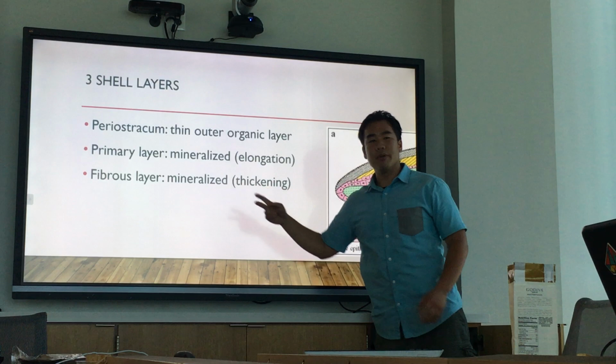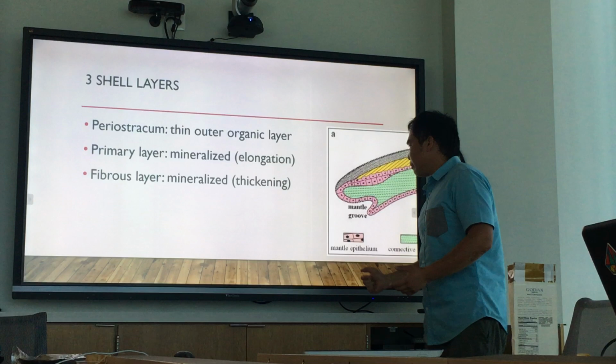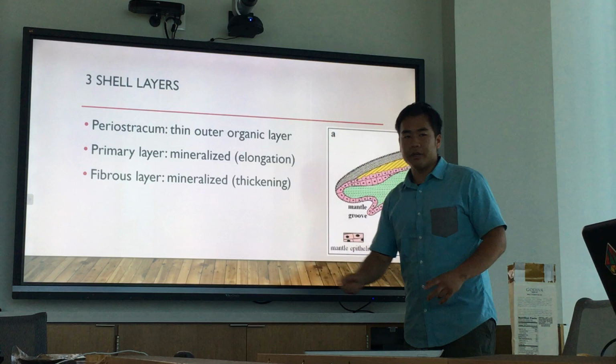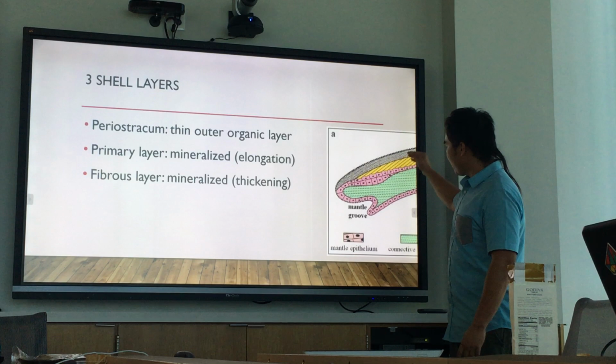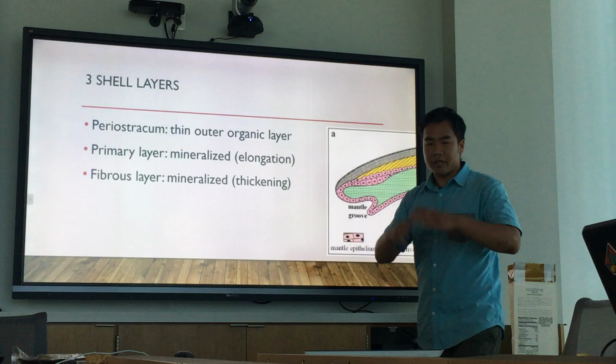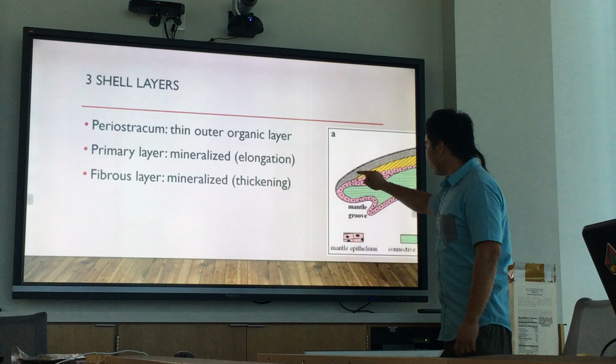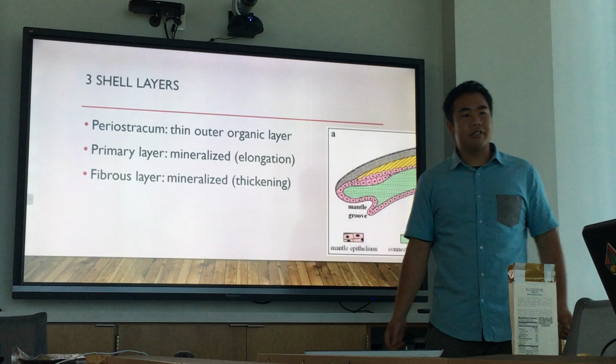For example, if you want to make the shell bigger and longer, you would use the primary layer, because if you look over here, the primary layer is the one sticking out the furthest, so you elongate that part. If you want to make it thicker, you can't use the primary layer, because it is covered up by the fibrous layer and has no access to the mantle cells. So it cannot increase in thickness.